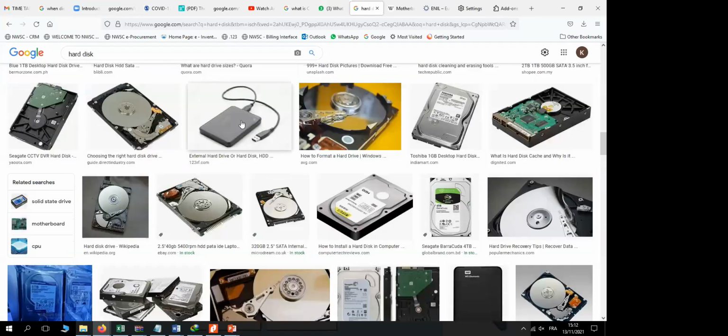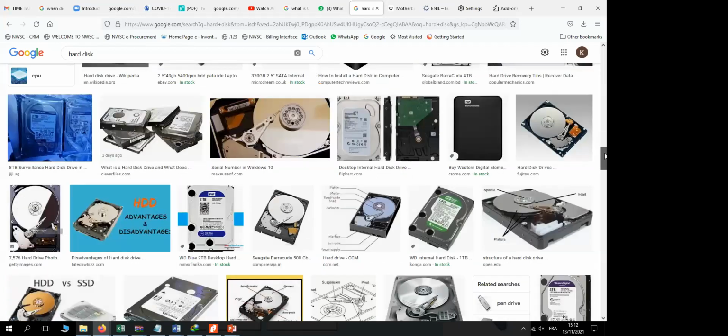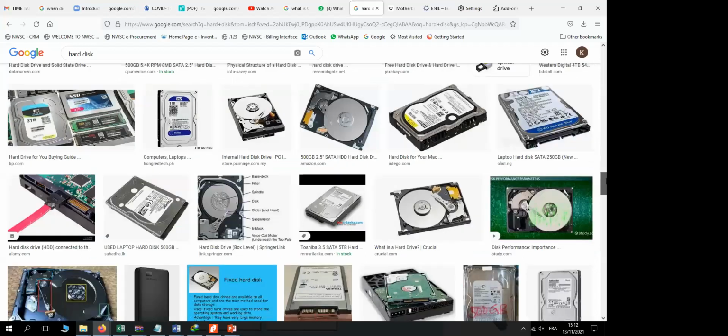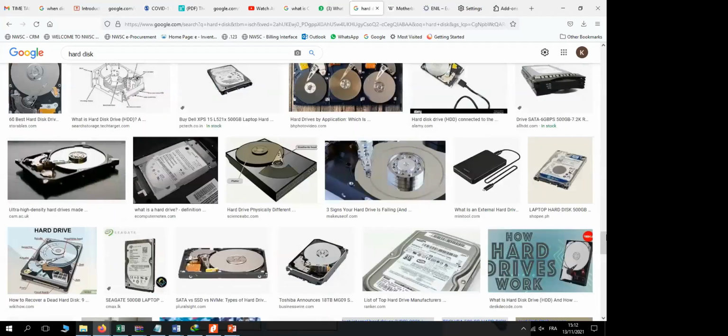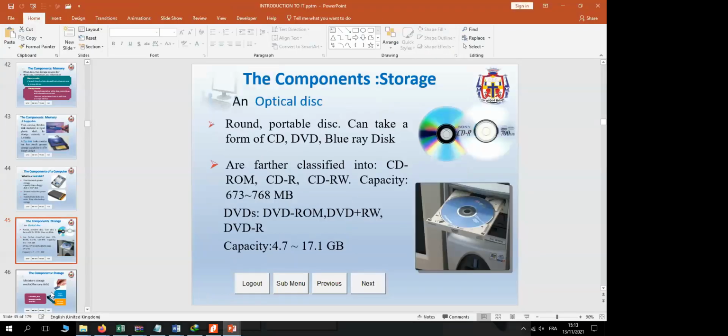Moving on, we have talked about hard disks. Now we have optical disks. Optical disks are round disks, okay? And can take any of three forms, such as DVDs, CDs, and Blu-ray discs.